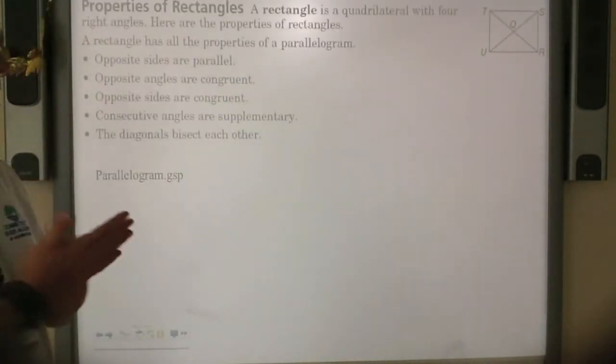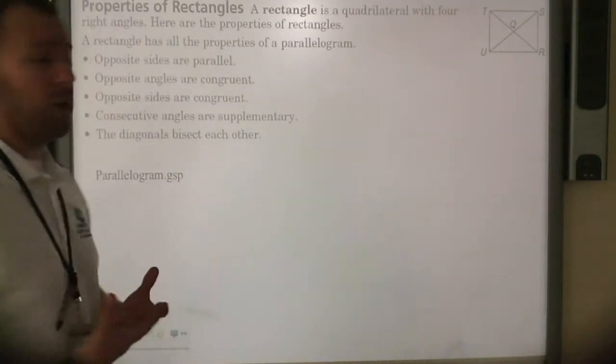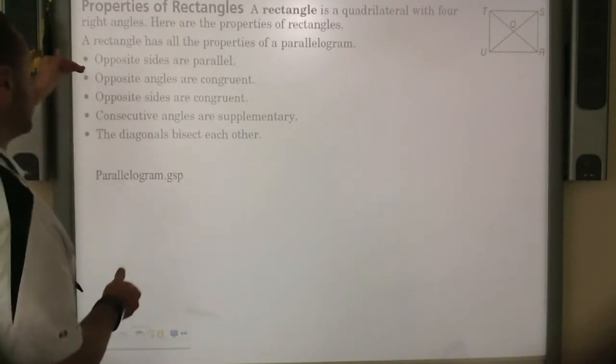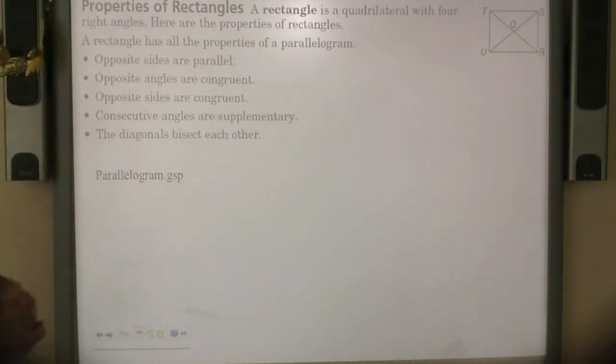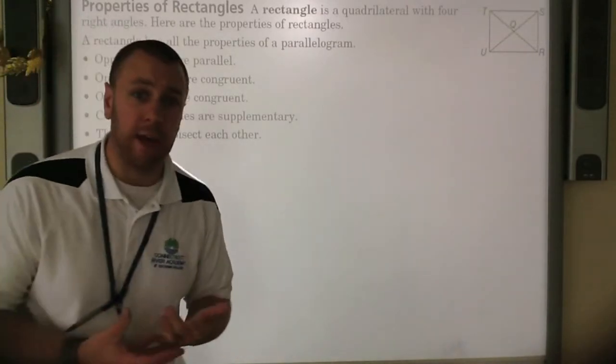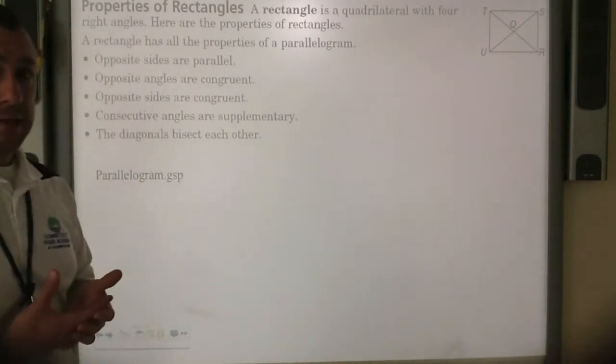So it is a parallelogram. So we do know that all the opposite sides are parallel, all the opposite angles are congruent, all the opposite sides are congruent, the consecutive angles are supplementary, and the diagonals bisect each other. Those are the same properties that we have for parallelograms, and they transfer over to rectangles.